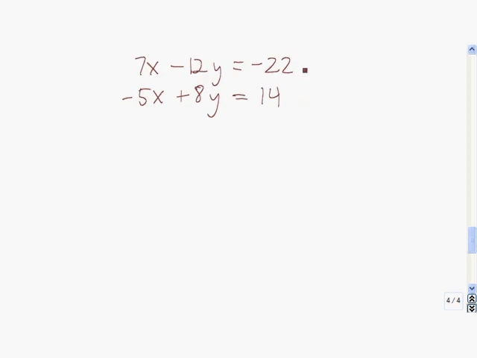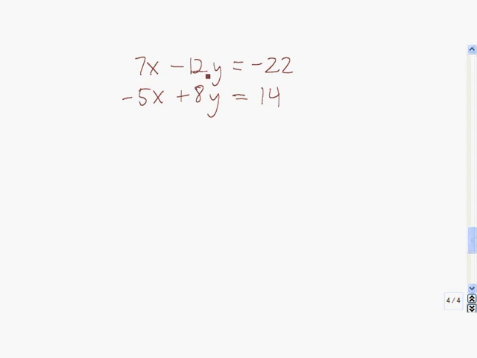Okay, here's a case where no multiple of one of the equations gives us the number that we want. So in this case, we have to multiply both equations by a number. So let's make y our target variable. So that's the one I'm going to eliminate. So the question is, I need to multiply the negative 12 by some number and the 8 by some number so that they will cancel out.